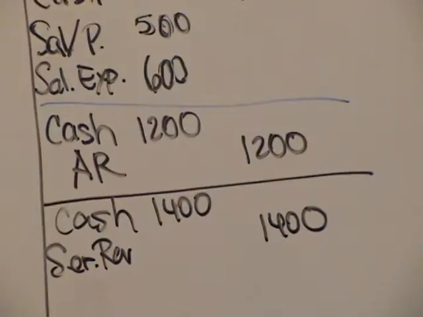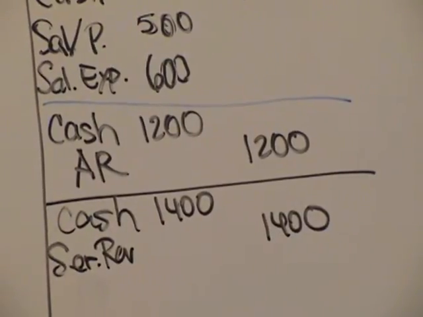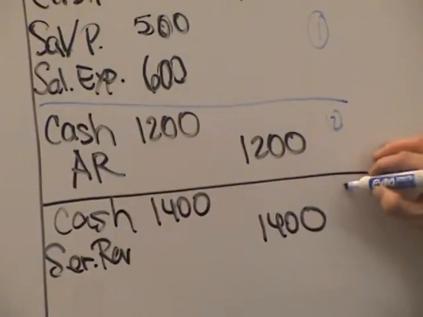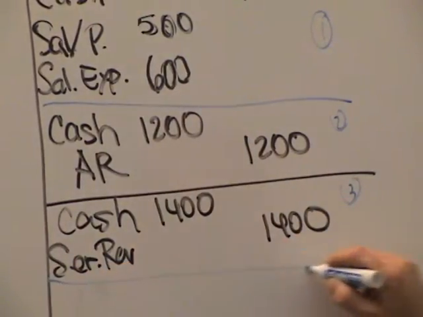Very good. Revenue. Post up to your T accounts. Good. That's entry number 3. Okay, so go post up to your other one. She's doing fantastic.